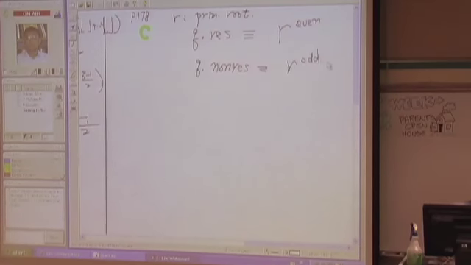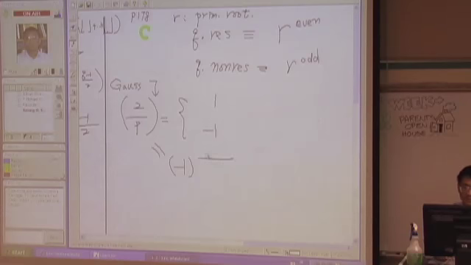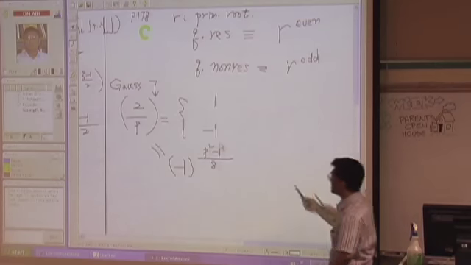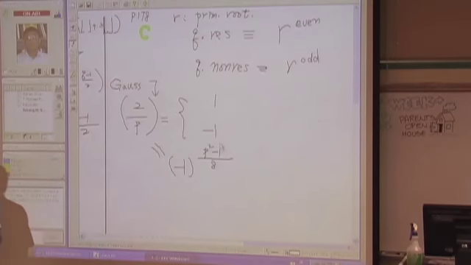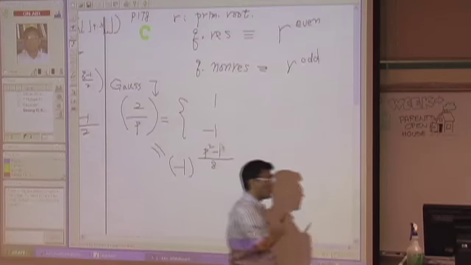The next idea is 2 over p, using this idea, using Euler's, right? Euler's, Gauss did, right? Gauss's amazing idea led to this: 2 over p is 1 or negative 1, and this can be written in this form, minus 1 to the power of p squared minus 1 over 8, right? So this is from Gauss's idea. Rewriting Gauss's idea is this. Unfortunately, I didn't have enough time to show you all the details.